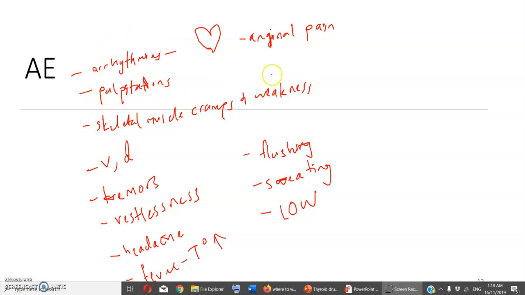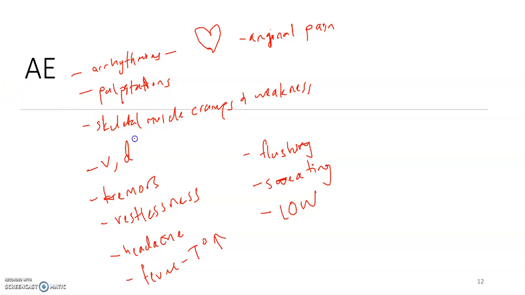So mainly you have problems with the heart, potentially arrhythmias, palpitations, anginal pain, and then you have some CNS symptoms such as tremors, restlessness, headache, and fever. And then you have some systemic symptoms also, like loss of weight. You develop flushing and you sweat, and some GI symptoms such as vomiting and diarrhea. And also you have some muscle issues like cramps and weakness of the muscle. So these are what happens when you have an overdose or a high dose of levothyroxine sodium or thyroxine.